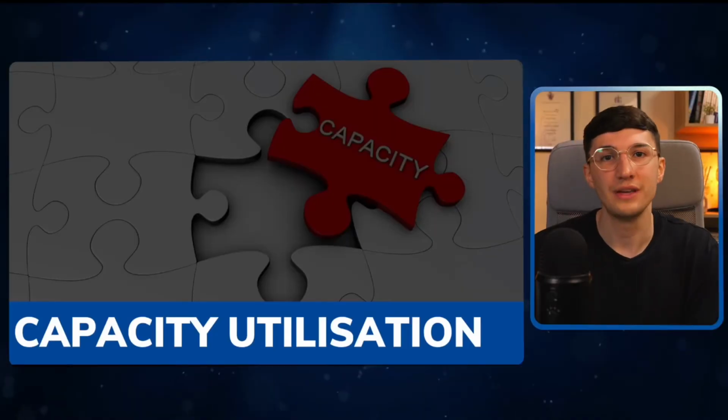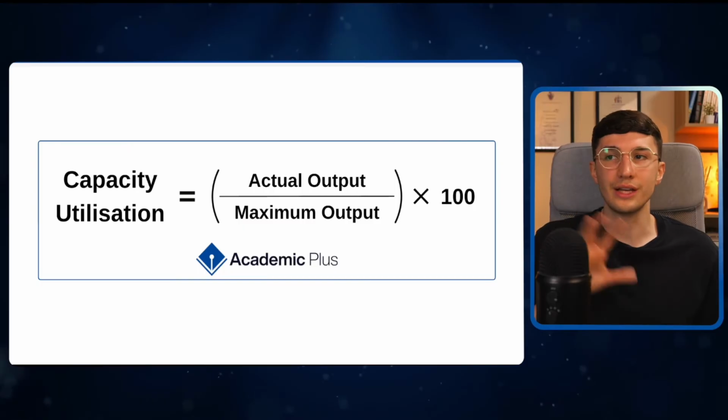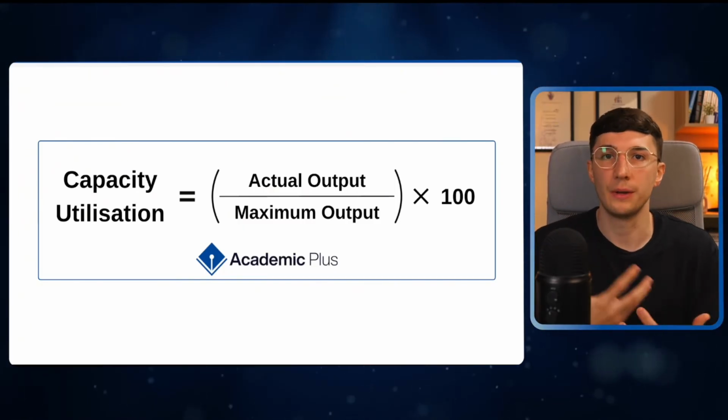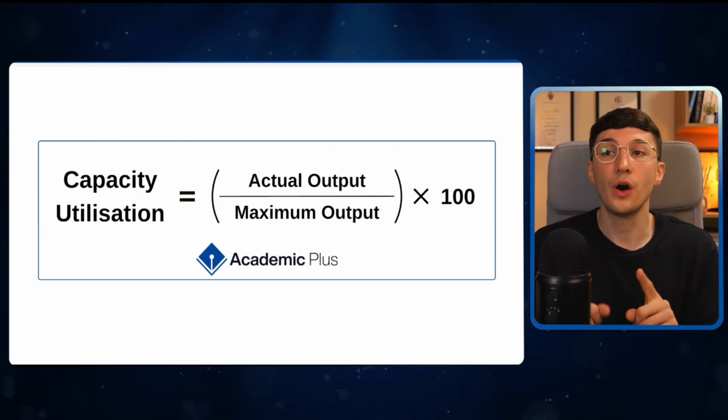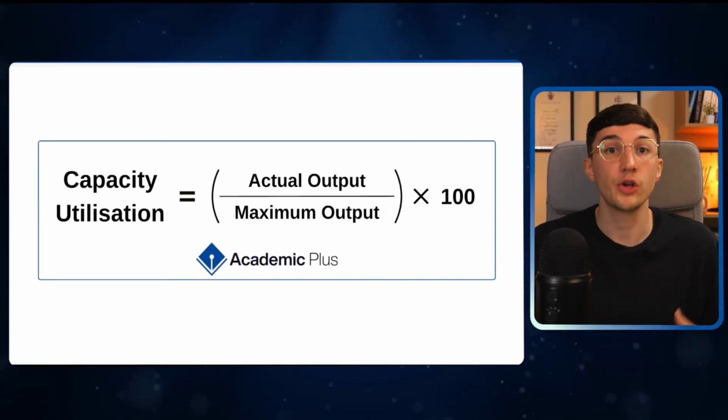The next topic that we're going to take a look at in this revision video will be capacity utilization. Now, essentially, all capacity utilization is, it's the measure of how effectively a business is using its available production capacity. Which essentially means the higher the capacity utilization, the more effective a business is at using their available resources. And the way we look at calculating capacity utilization is that we look at our actual output, so how many products that we're actually producing, divided by the maximum output, which essentially means what is the maximum amount of products that I could be producing.